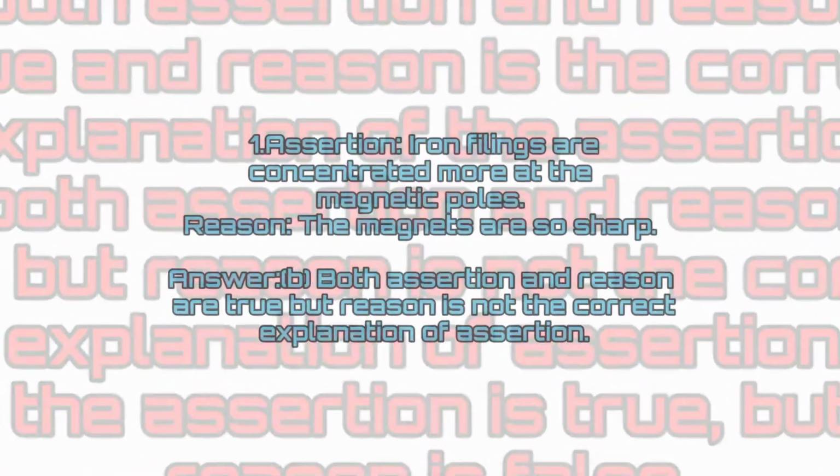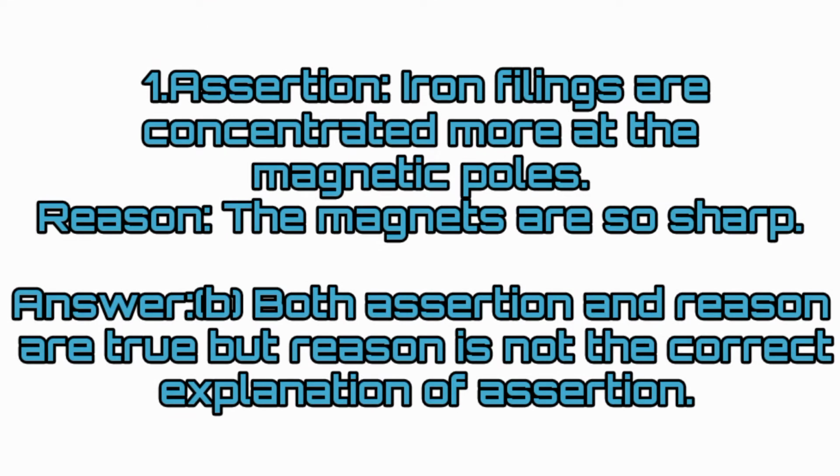Question number 1. Assertion: iron filings are concentrated more at the magnetic pole. Reason: the magnets are so sharp. Answer is here assertion is true and reason is also true, but reason is not the correct explanation of assertion. So here answer is option B. What is the option B? Both assertion and reason are true, but reason is not the correct explanation of assertion.